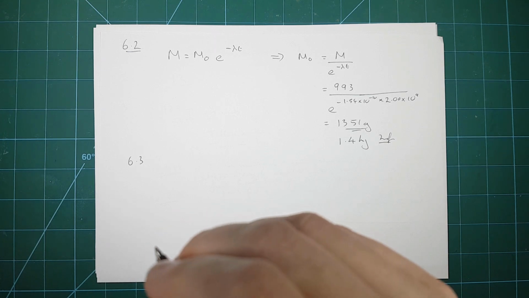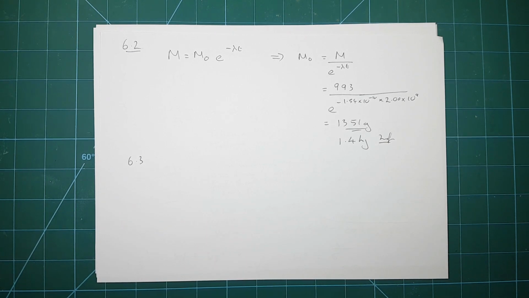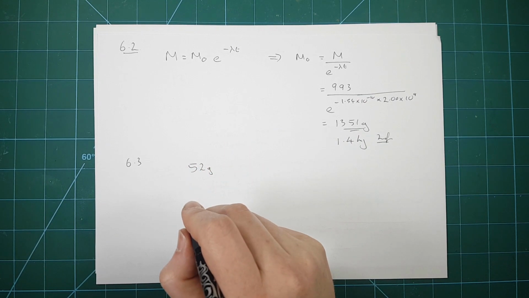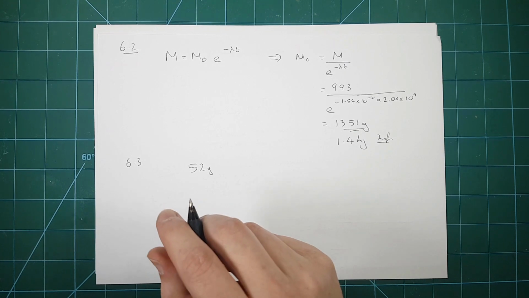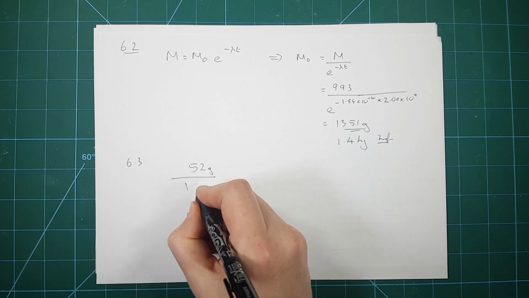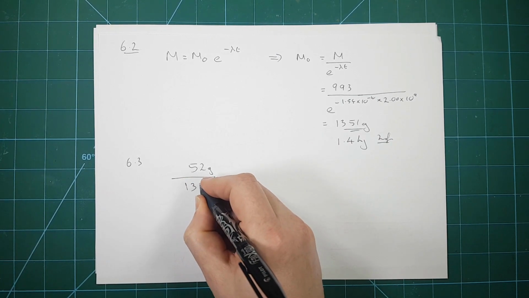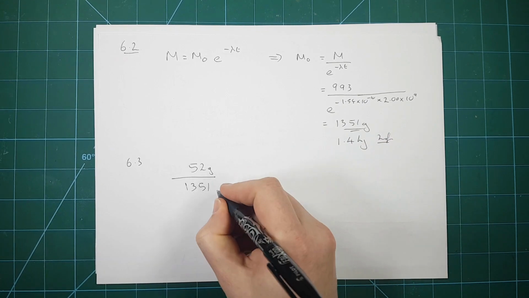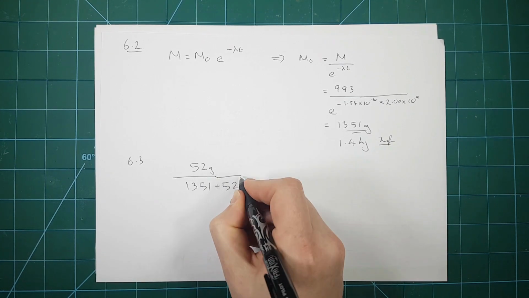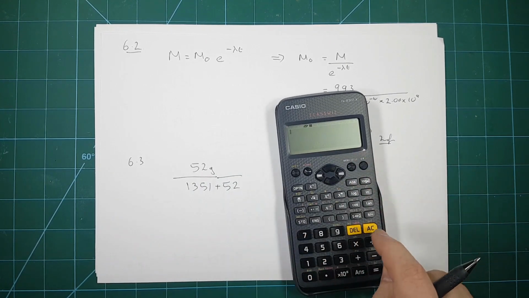So the sample contained 52 grams of uranium-235 2 billion years ago, and in the previous question we've just worked out that the new amount of uranium-238 at that time was 1,351 grams. We want to find this as a percentage of the total uranium, so we add in the 52 grams for that as well.